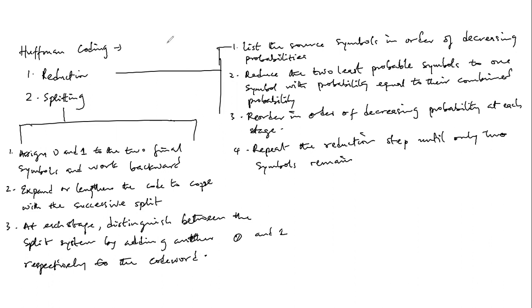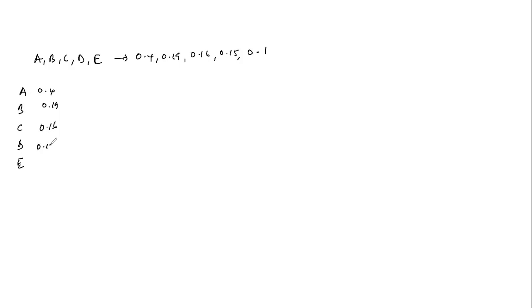Let's consider a simple example. So if we have 1, 2, 3, 4, 5 symbols, the probability distributions are 0.4, 0.19, 0.16, 0.15, 0.1. So using the Huffman coding algorithm, first arrange in order of decreasing probabilities, which has been done here. So we have A, B, C, D, that is 0.4, 0.19, 0.16, 0.15.